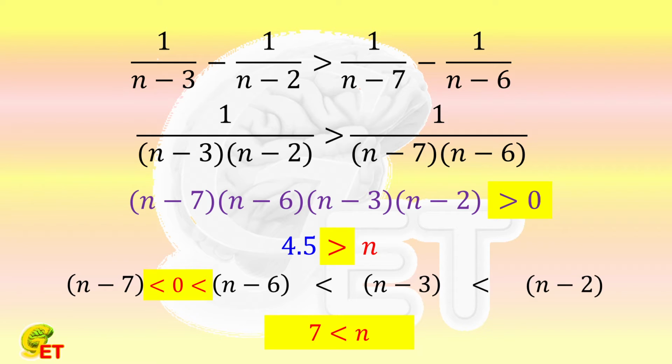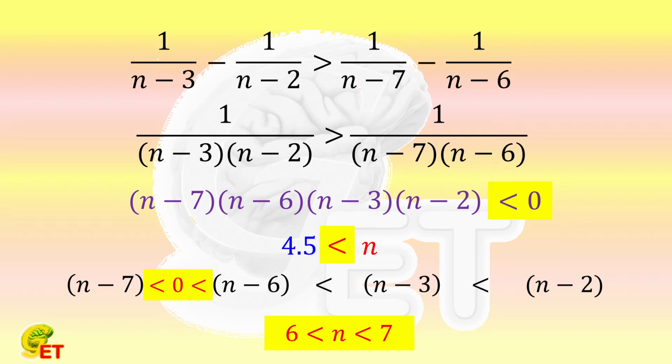Now, n is between 6 and 7, of course, it cannot be a natural number. The product of the four factors is smaller than 0. The direction of the inequality sign changes, and n is bigger than 4.5. So in this case, n can be any real number between 6 and 7, but unfortunately there is no natural number over there. The rest of the discussion is always in the same way.